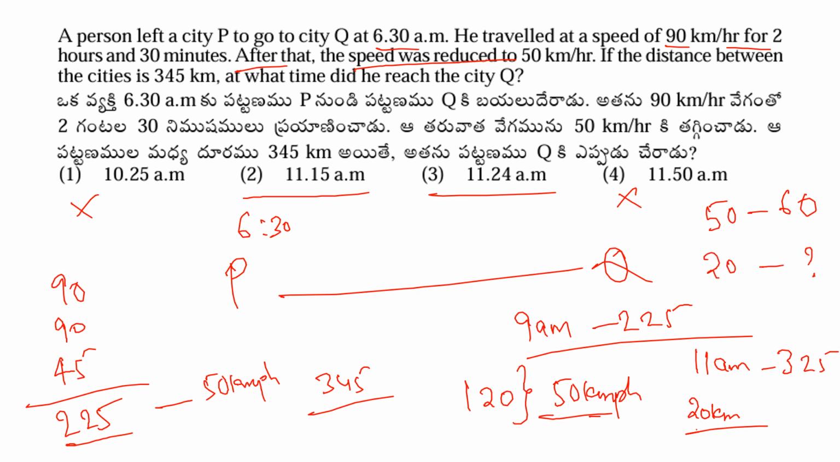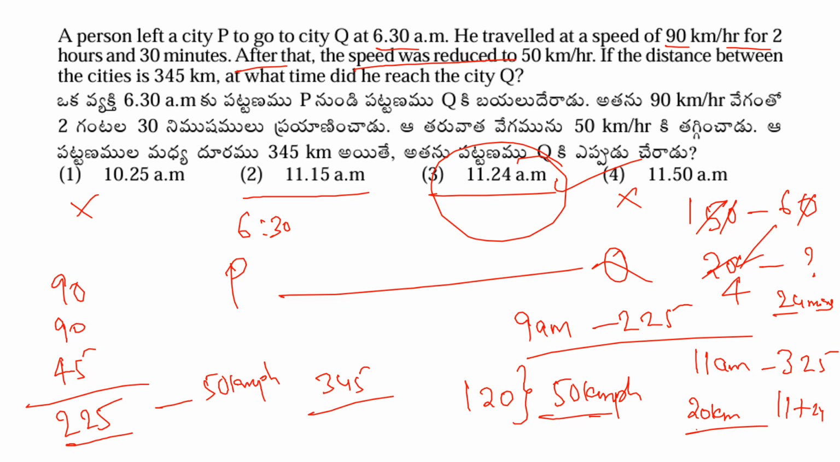Already we are aware of this concept, right? How we are canceling and how we are doing it, I told you a lot of times. If not, just go to the previous concept, then you can understand. 6 into 4, 24. So it will take 24 minutes to cover 20 kilometers. So 11 plus 24 minutes, 11:24 a.m. By 11:24 a.m. you can reach city Q.